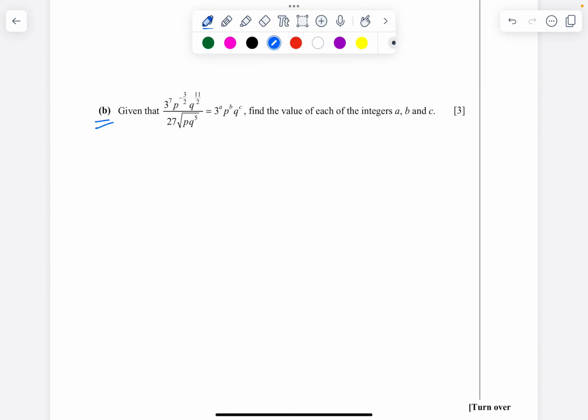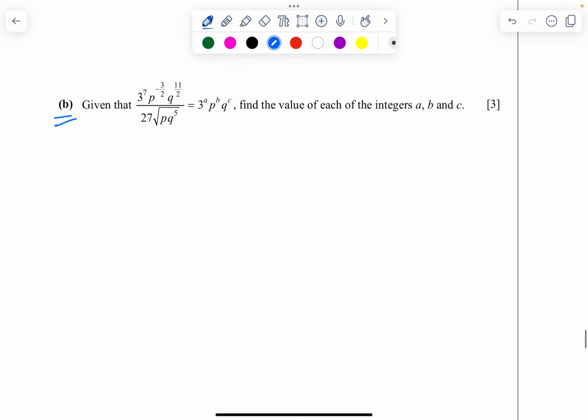This is a new type of question. So you can see that everything must be changed to 3 to the power of something, p to the power of something, and q. So since the bases are the same, first let me write them as powers.